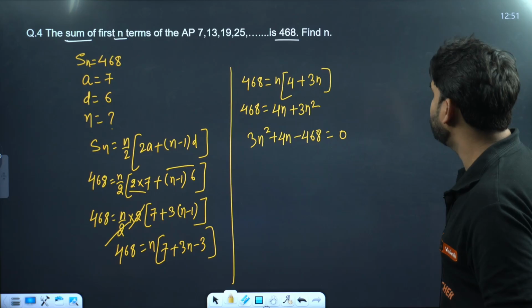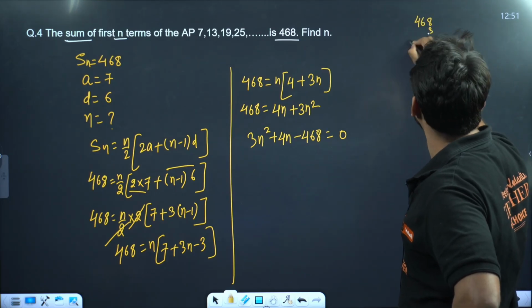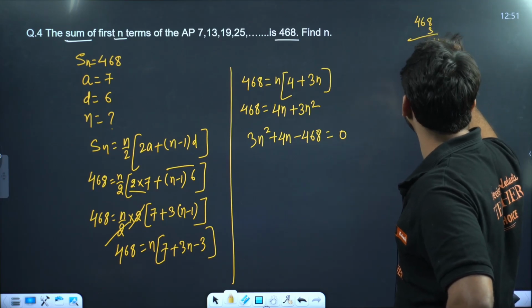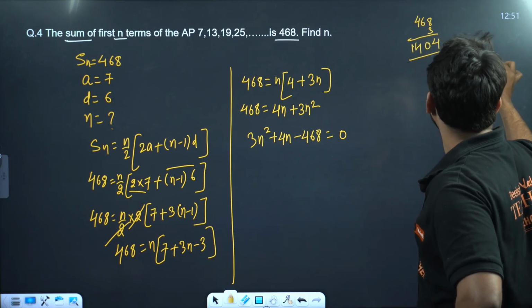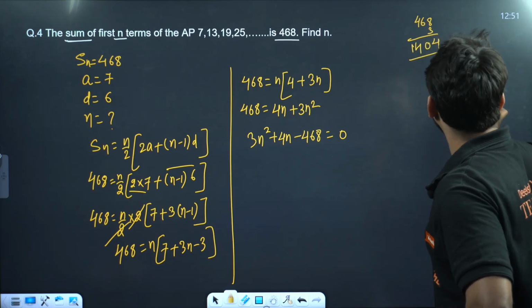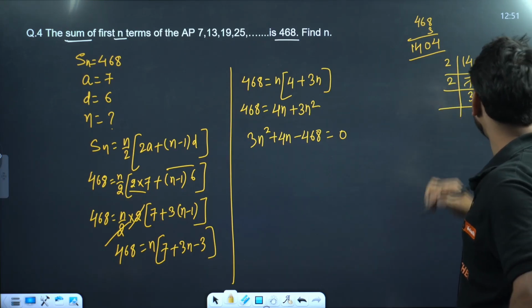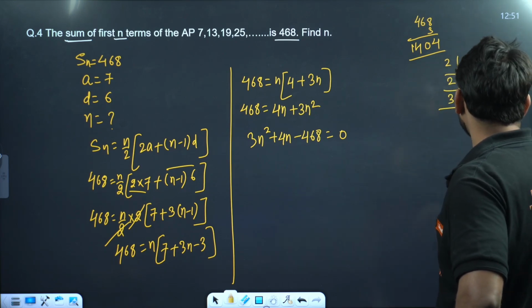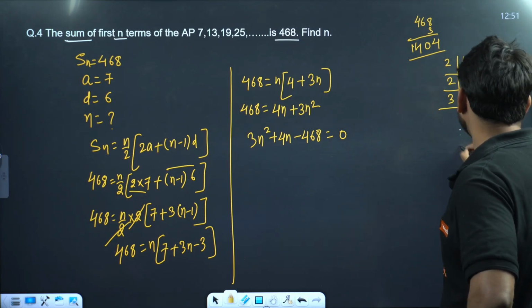Right? So let's solve. Let's do 468 into 3: 8 times 3 is 24, 2 carry, 6 times 3 is 18, and 2 is 20, 0 carry 2, 4 times 3 is 12, and 2 is 14. Now take LCM, 1404. So this will go there 2 times. So this is 702. Now 2 times 35 is just 70. This is 1. Now we can calculate. So this is the result.